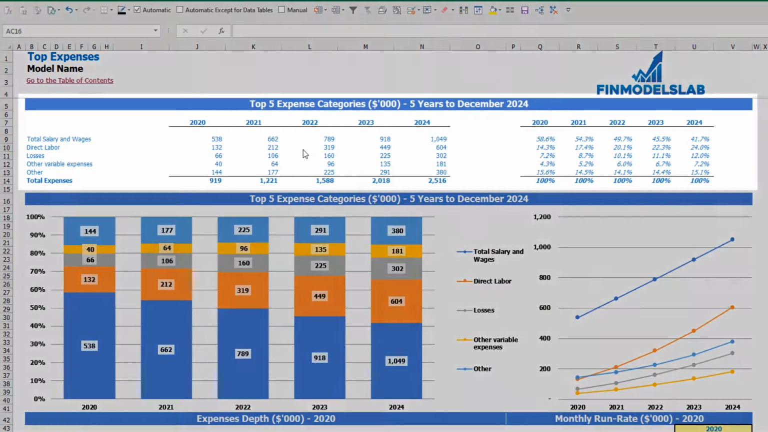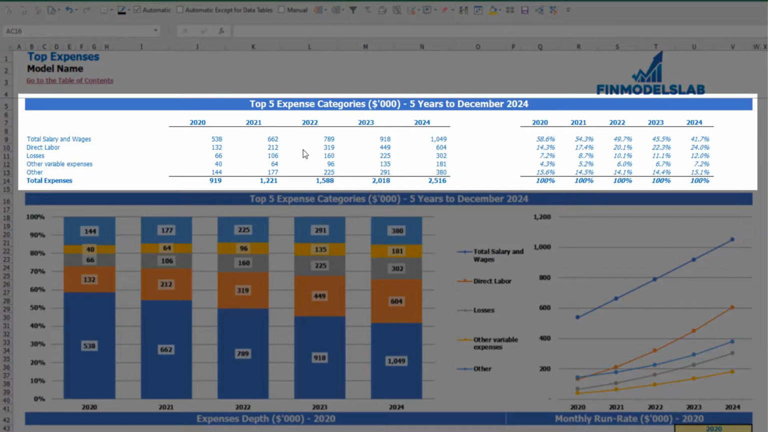On the top expenses tab, you may find the breakdown of top 4 expenses categories, and all other expenses collapsed into other category. You may see the breakdown of absolute values broken down by years with a total below, and also to the right you may see the percentage breakdown of these expenses.